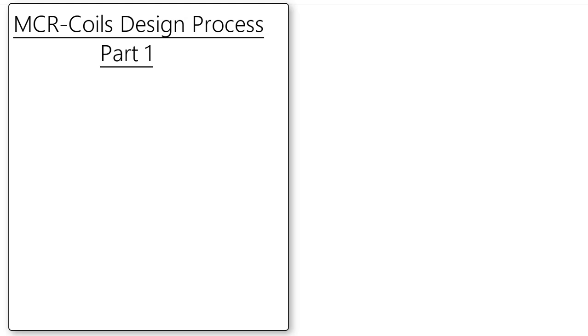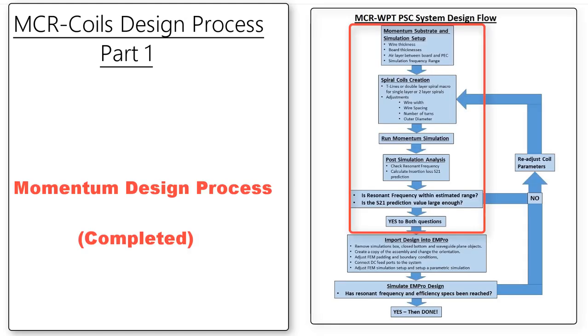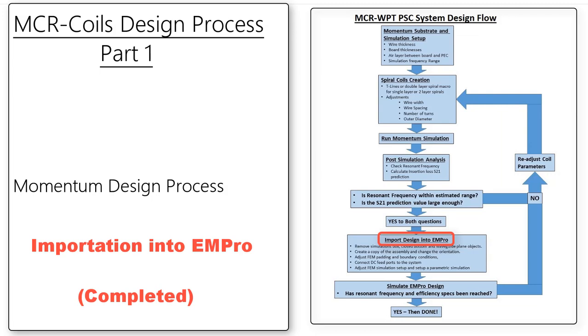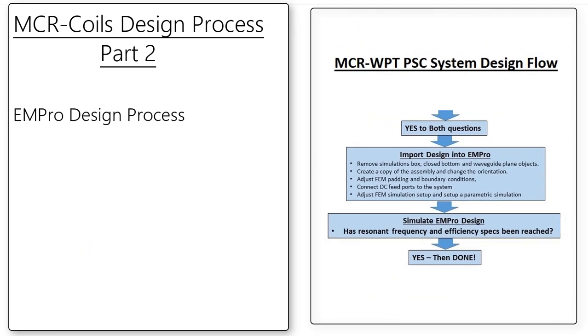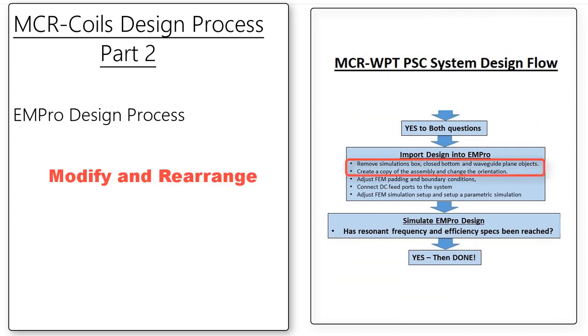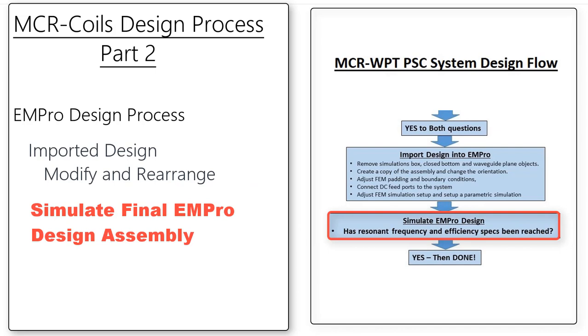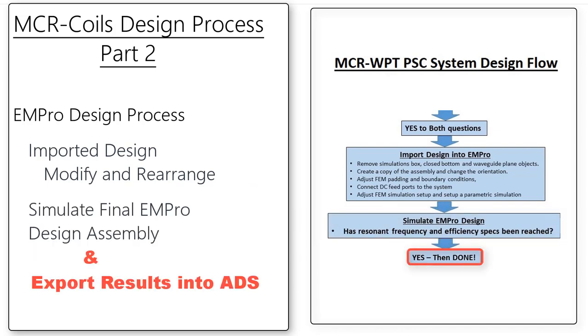In part 1 of the walkthrough, we completed the momentum portion of the design process and imported the design into EMPro. In this second half of the walkthrough, we start with the modification and rearrangement of the imported design assembly and end at the simulation of the final EMPro design assembly and export the design results into ADS. So let's get right to it.